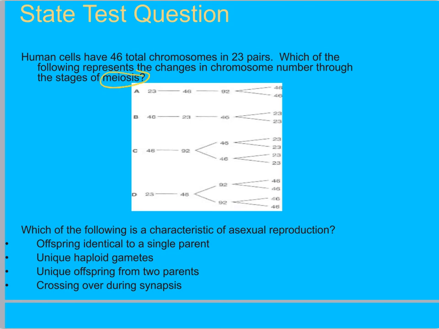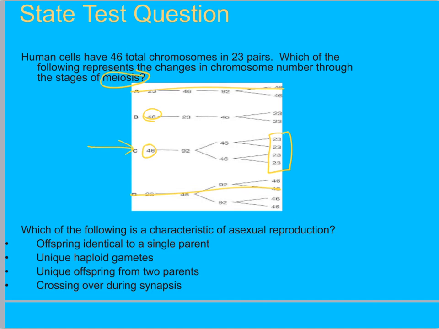Okay, look at what it starts with, look at what it ends with. Well, hopefully you recall that meiosis starts with a diploid cell, which is 46, so I would eliminate A and D. Hopefully you also recall that meiosis makes 4, 1, 2, 3, 4 haploid cells. So C should be your answer.